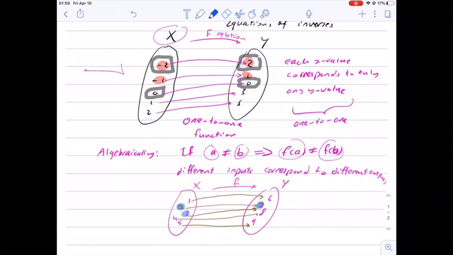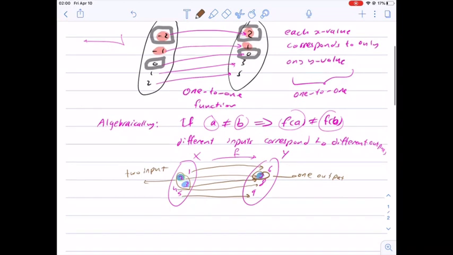So both of them are related to the same value. So two inputs give us one output. That means this is not a one-to-one correspondence, or not a one-to-one function, sorry. So this is not 1-to-1.